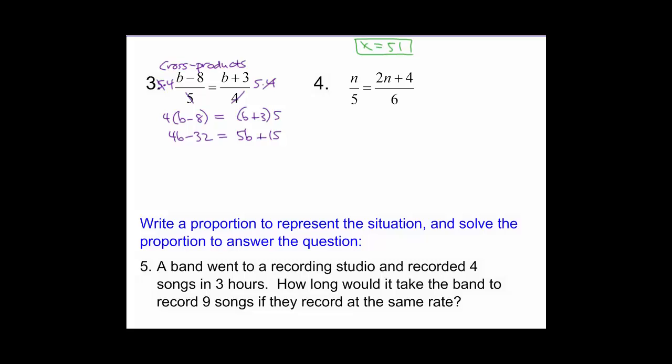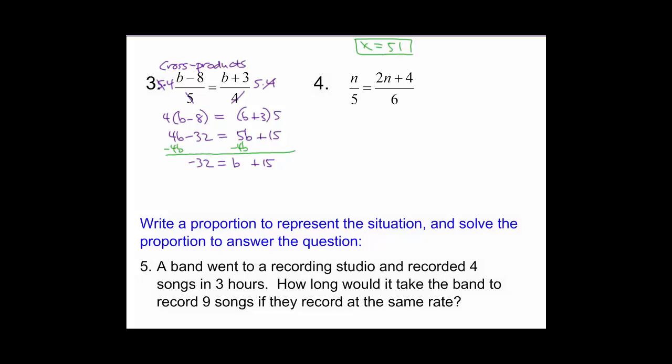So I can subtract the 4b, add the 32, subtract the 5b, or subtract the 15. I like the idea of subtracting the 4b because 4 is smaller than 5, and then I'll have a positive number in front of b. That's going to give me negative 32 equals 1b, or just plain b, plus 15. Sorry, that does look a little bit like 16 there. Maybe I'll just write b.